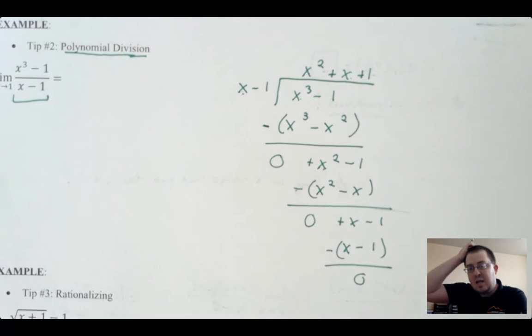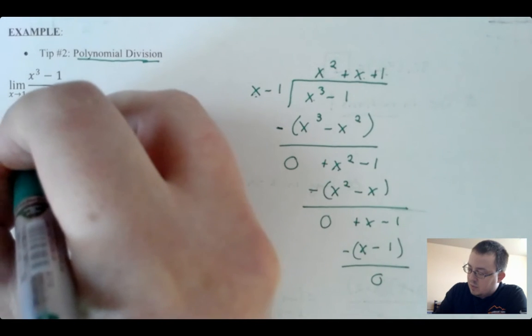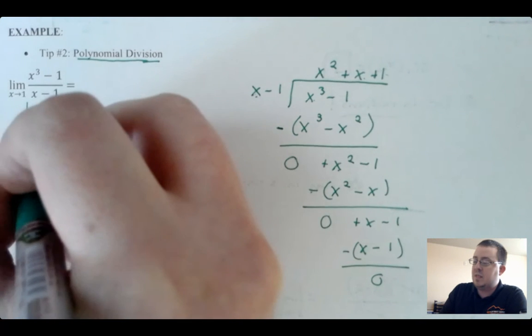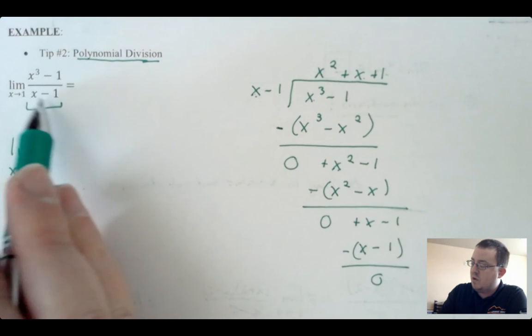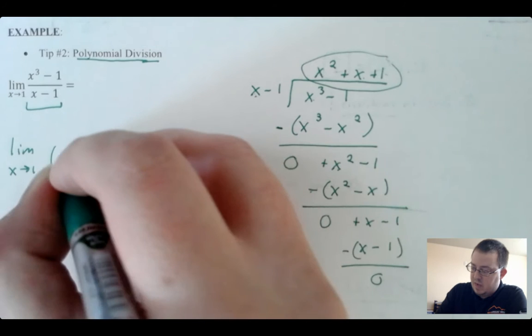So at the end, I got x minus 1 here, so it cancels out, and I get 0 as my answer. So there's no remainder. It divides out perfectly. So this is then the limit as x approaches 1 of this divided by this, which is just the function that I got here up top: x squared plus x plus 1.